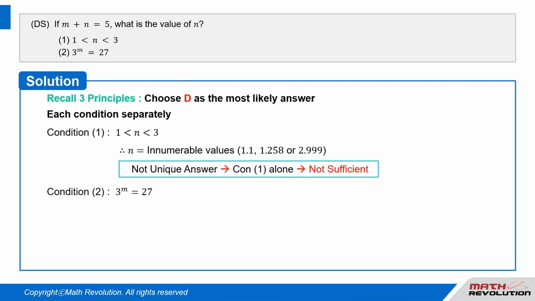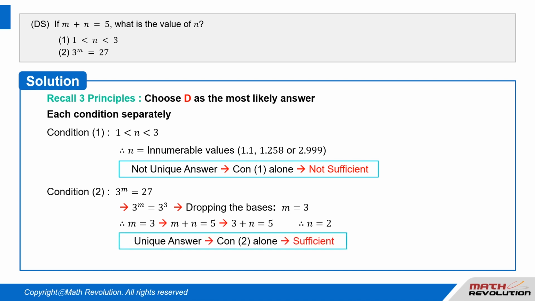Condition 2 tells us that 3 to the power of m equals 27. This can be written as 3 to the power of m equals 3 cubed. Dropping the bases tells us that m equals 3, which means 3 plus n equals 5, or n equals 2. Since it is a unique answer, this condition is sufficient. Condition 2 alone is sufficient, so B is the correct answer.